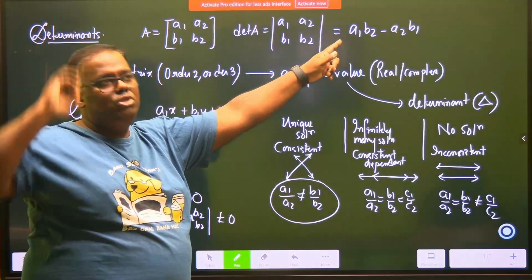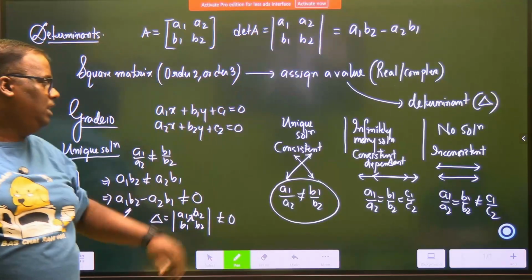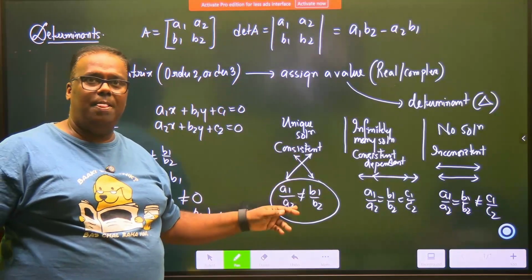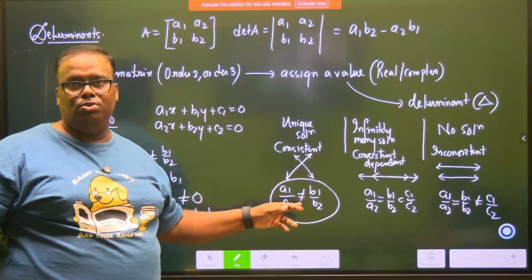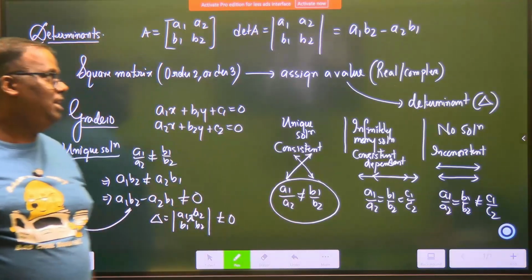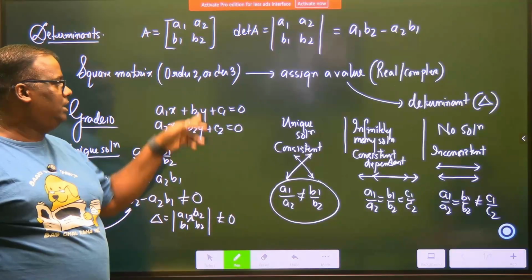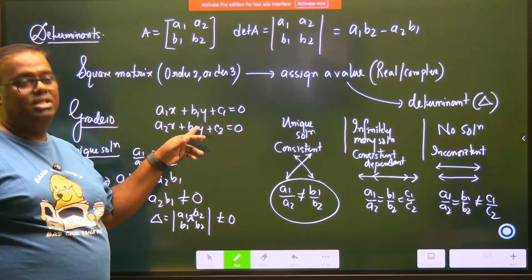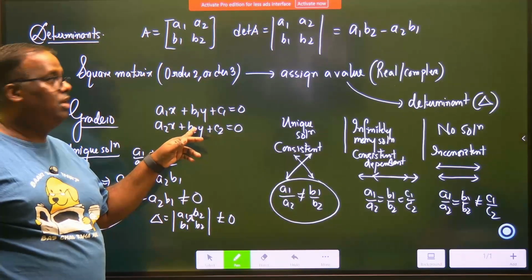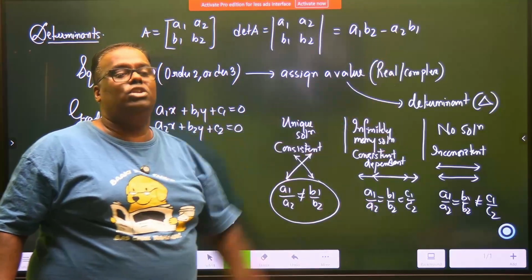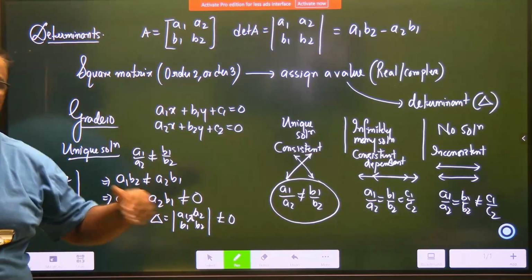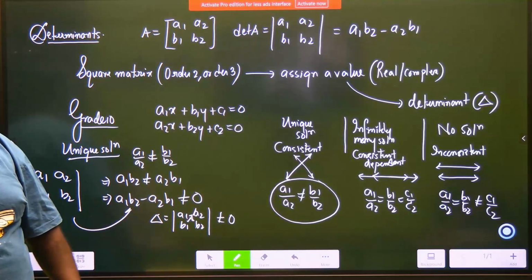Sir, show me some use of it. Well, in grade 10 you used to prove this criteria. So in this criteria you used to show that A1 by A2 is not equal to B1 by B2. Now in grade 12 I can say that a system of equations like this can be consistent or have a unique solution if the determinant value is ultimately this, not equal to 0. That is one use of determinant.